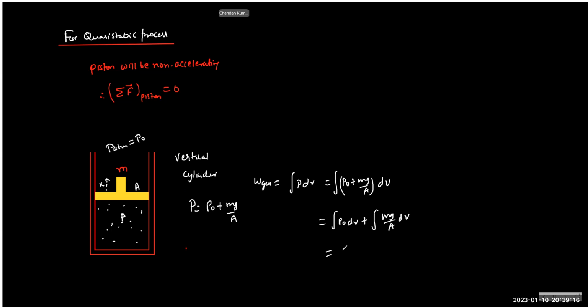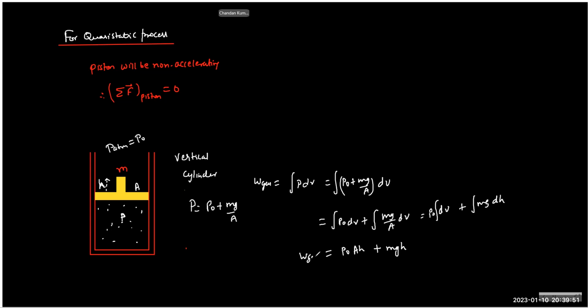Let's say you go up by x, so you can clearly see. Let's say I call this h. It looks nice. So this will become P naught, which is constant because the atmospheric pressure is not changing. So dV we can write as A dh. Correct, guys? And here mg by A dV, can we write this as mgh? Yeah, exactly. You can call dV as A dh. And therefore this will become mgh.